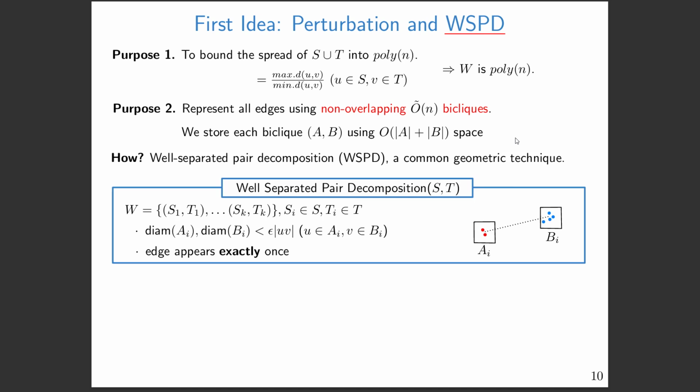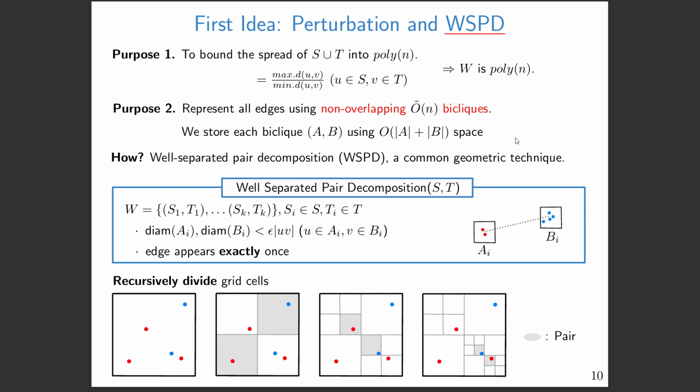More specifically, its name is well-separated pair decomposition, which aims to divide the graph edges into n biclicks. For each biclick, I'm going to denote this as a pair. The distance between two points in the same part is quite smaller than the distance between opposite parts. The construction is also traditional: just recursively divide the grid cells into smaller ones and return them as a pair whenever they are well separated or not.